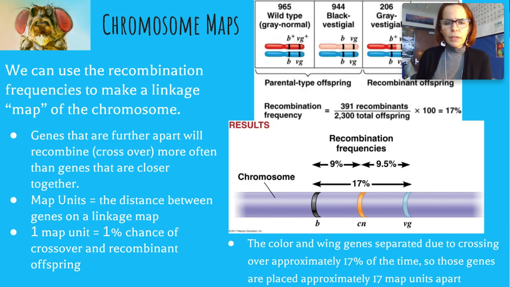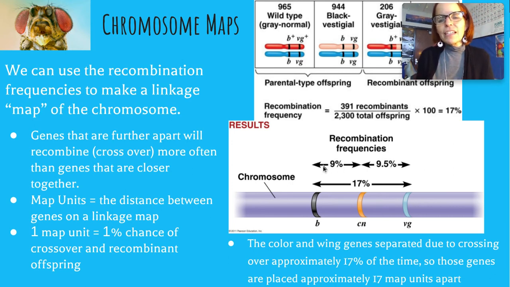Now, one thing I will mention, so let me just say this one more thing. The color and wing genes separated due to crossing over approximately 17% of the time. So those genes are placed approximately 17 map units apart. I guess there was one more thing I wanted to say. There was one more slide.